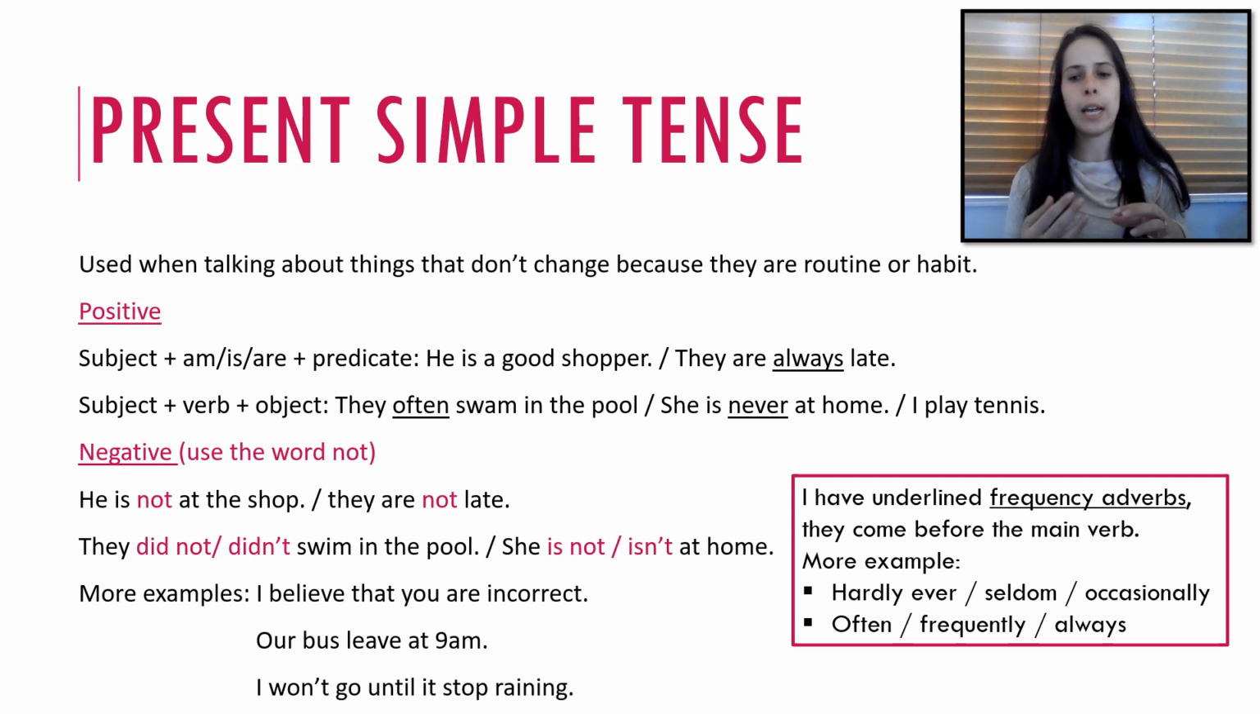So you can use words like hardly ever, seldomly, which means the same thing as hardly ever, and occasionally. All of those have the same meaning. Or you can use the words often, frequently, or always. These are just some ideas as well as the ones mentioned in your sentences.